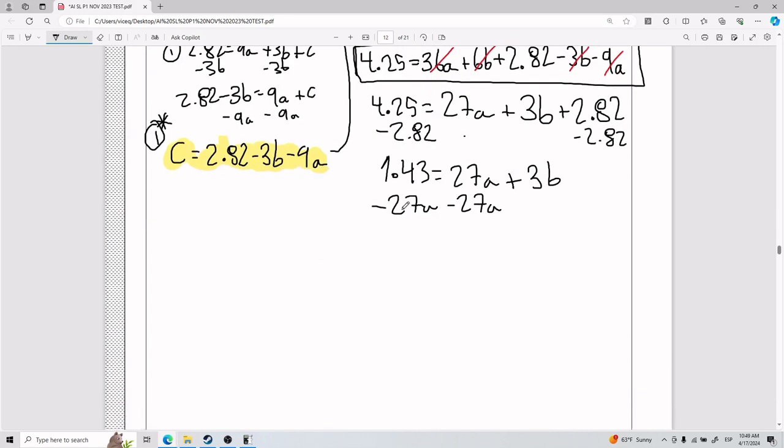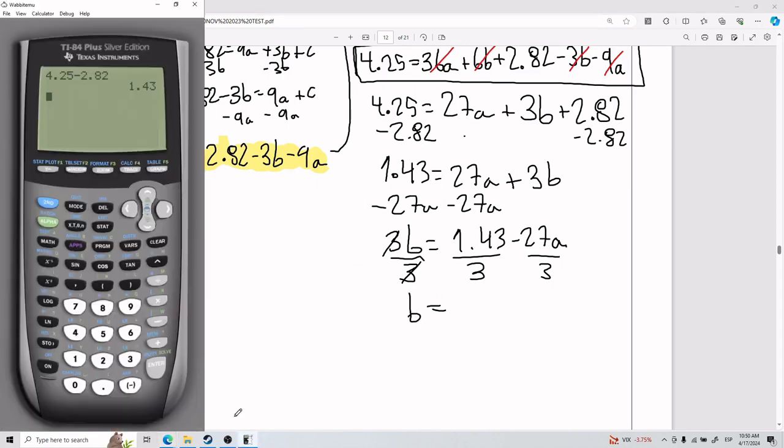So that means that 3B = 1.43 - 27A. Now if you divide by 3 because you want to get B alone, you have to divide everything by 3. That's the golden rule of algebra, something we've learned over these last 2 years of IB, hopefully. B = 1.43 divided by 3, whatever that is.